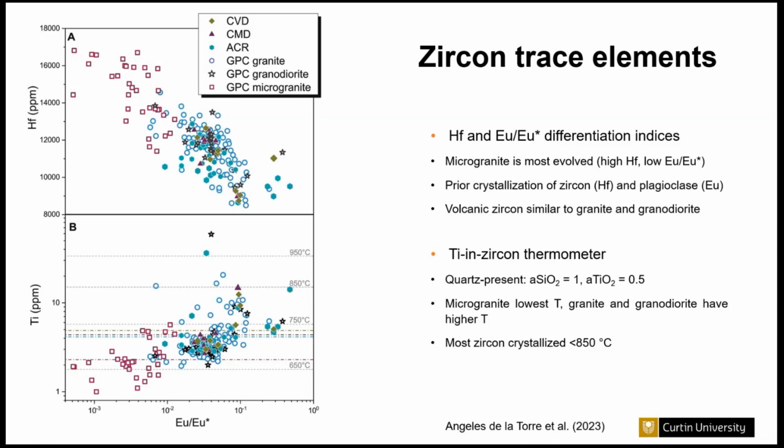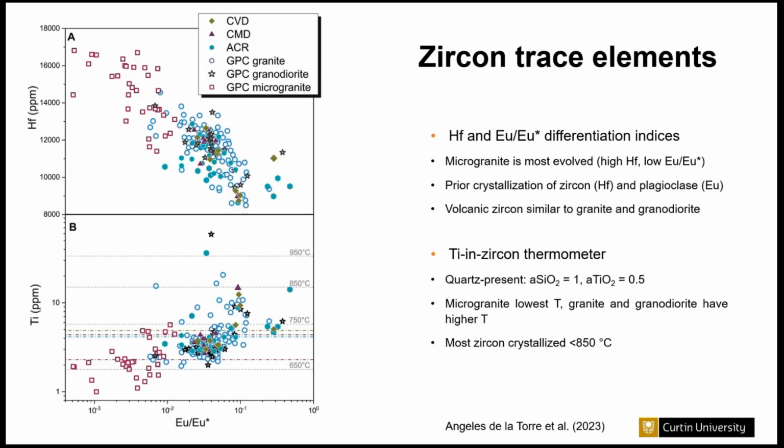So the main point here is, there is a range of compositions. The oldest and shallow part of this pluton, this microgranite, is actually more evolved than the deeper parts. You can see that in the high hafnium and the low europium star value. So this reflects how much plagioclase crystallization we had. The lower this number, the more differentiated the melt is.